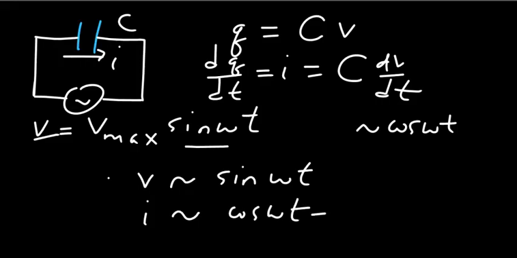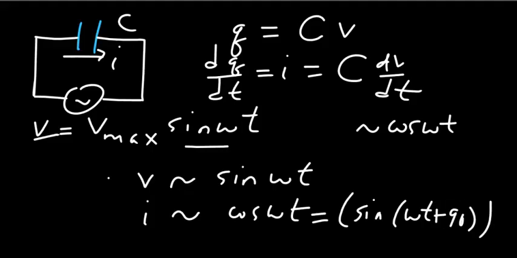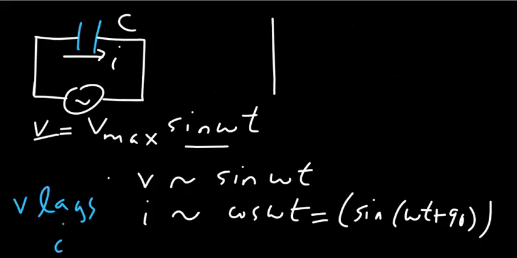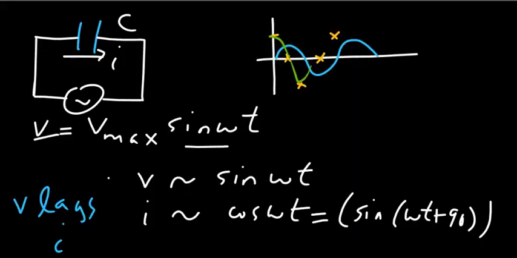We can write cosine omega t as sine omega t plus 90 degrees. And we see that in this case, the voltage lags the current. So if we were to plot these two quantities on the same axis, let's say this is voltage, the current is represented by this green line, like that. That shows that the voltage lags the current by 90 degrees.